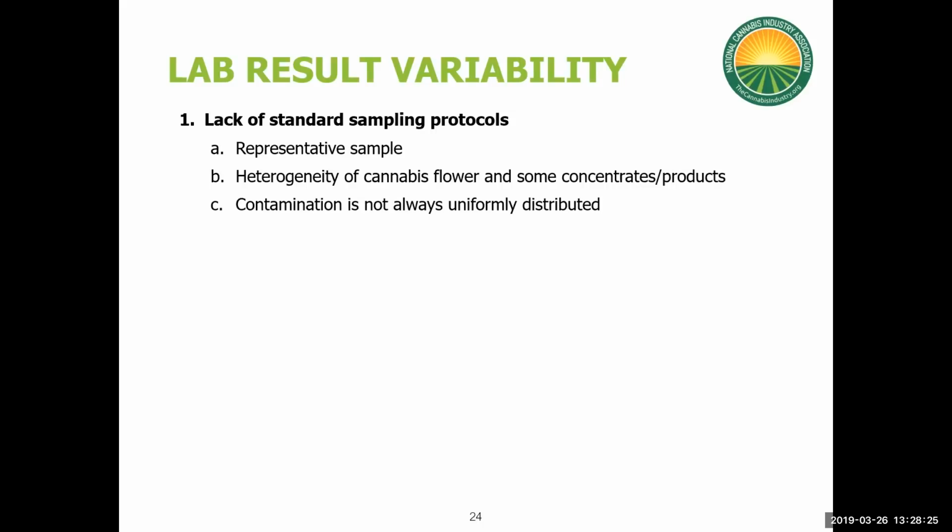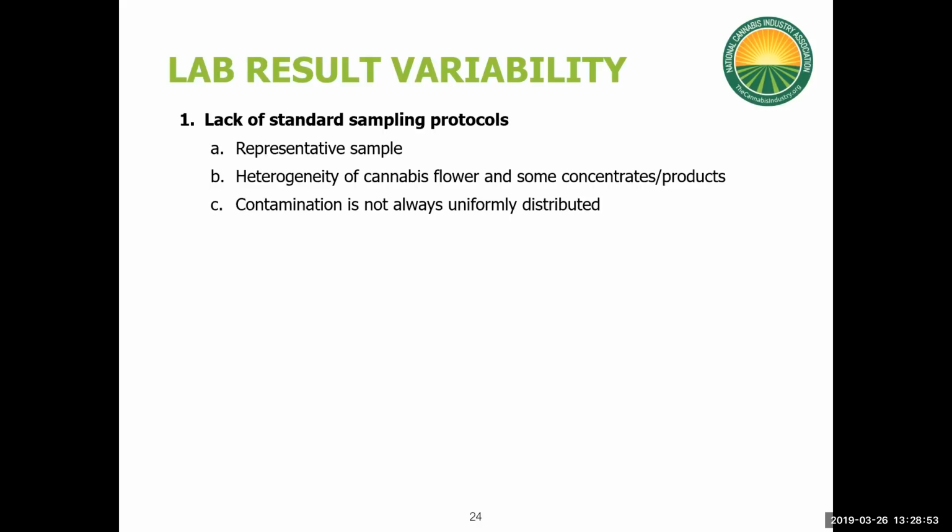Thanks, Garrett. So before we get into some examples of test results, I wanted to quickly go over 3 main reasons for lab result variability, because I get a lot of questions about why labs have different results. And the first one is the sample itself. So there's a lack of standard sampling protocols in our industry. There's no statistically significant sampling model specific to cannabis and cannabis-derived products. Also, the samples themselves tend to be heterogeneous in nature.